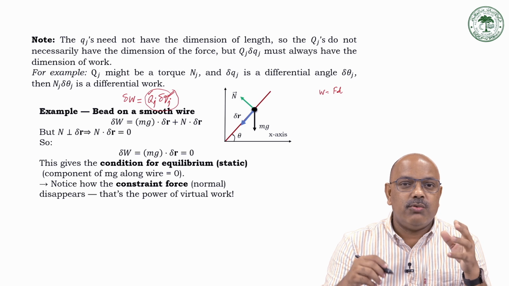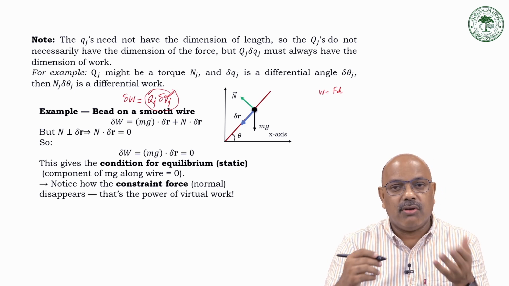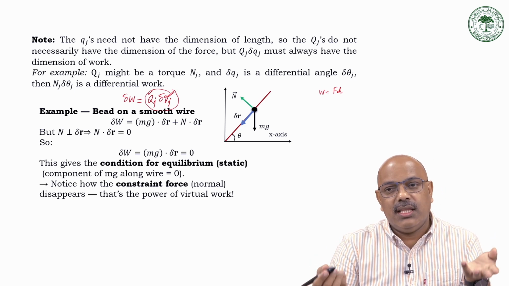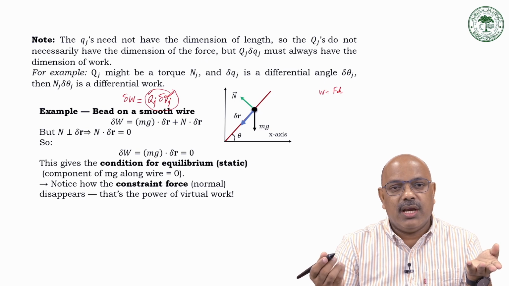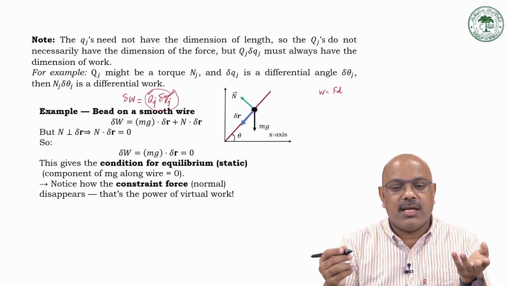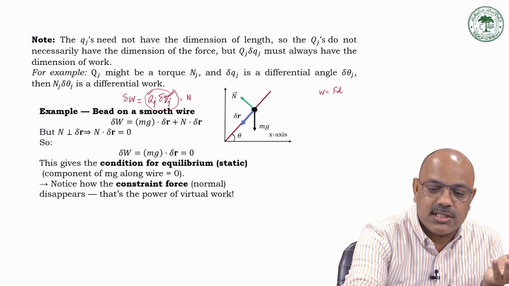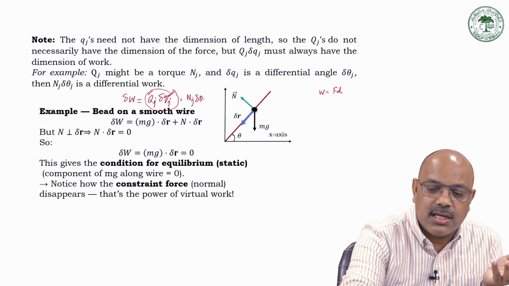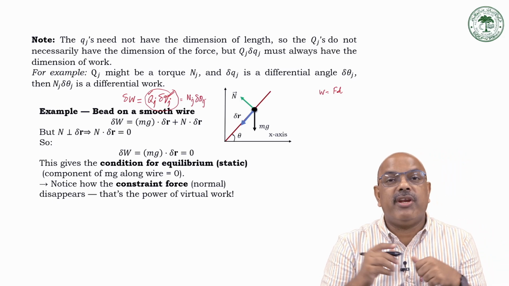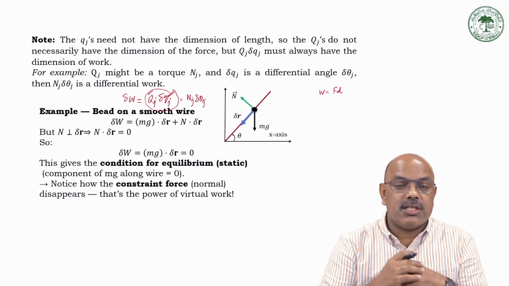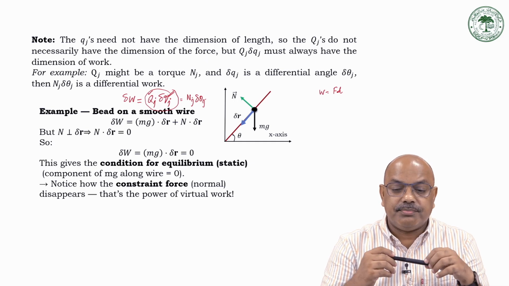For example, Qj may not be a force, Qj may be a torque, and delta Qj is not a length, it is a differential angle. So if this is my torque and this is delta theta j, the product is a differential work. So this is one remark.